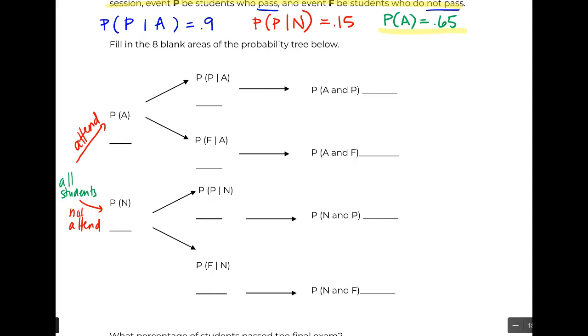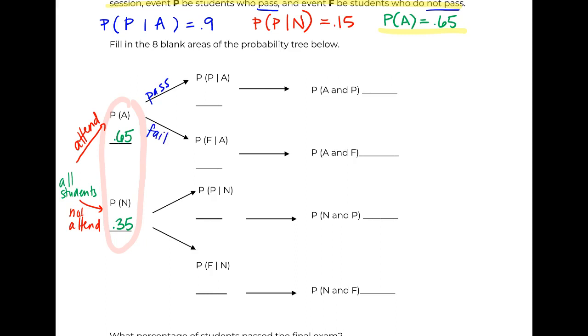Even if these weren't filled in, we'd know what we needed to start with. So if 65% of students attend the final review session, that means 35% of students must not attend that final review session. So these are always going to be complements of one another. I only have to give you 1, and you've got 2. Now, once that decision is made, once that piece of the adventure is chosen, there are 2 possible timelines that we can continue on, right? They could either pass the final exam, or they could not pass the final exam.